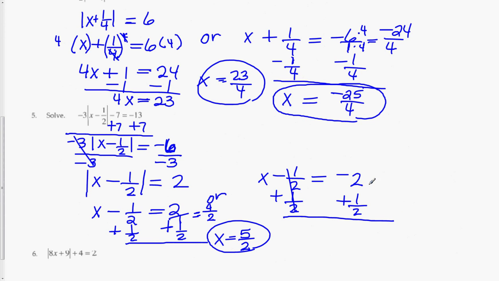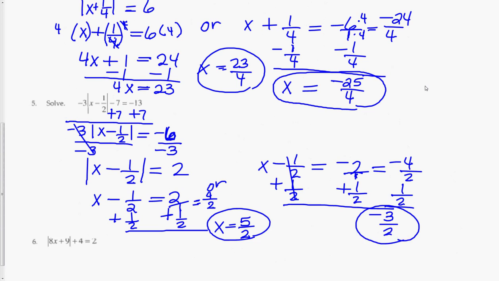Here I'm going to add 1/2 to each side. So this time I'm going to have negative 4/2 when I change negative 2/1 plus 1/2. That's going to give me negative 3/2. So there's my two answers for that one. Okay, let's look at the bottom of this page.